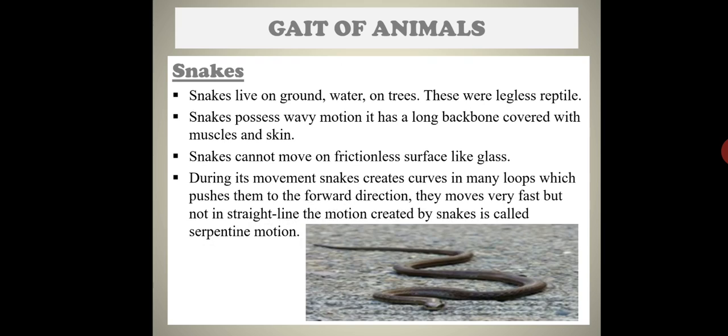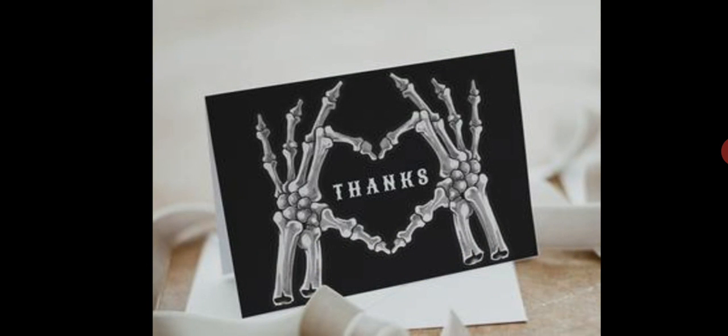The snake's body curves into many loops. Each loop of the snake gives it a forward push by pressing against the ground. Since its long body makes many loops and each loop gives such a forward push, the snake moves forward very fast and not in a straight line. These are all the types of different movements of different animals.